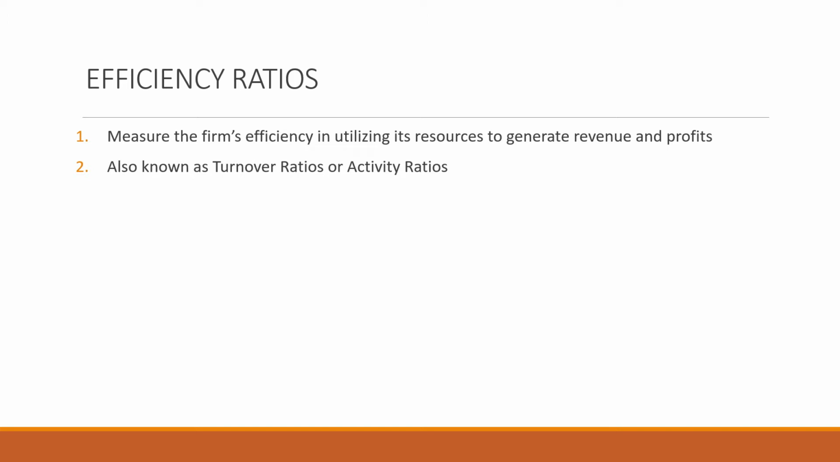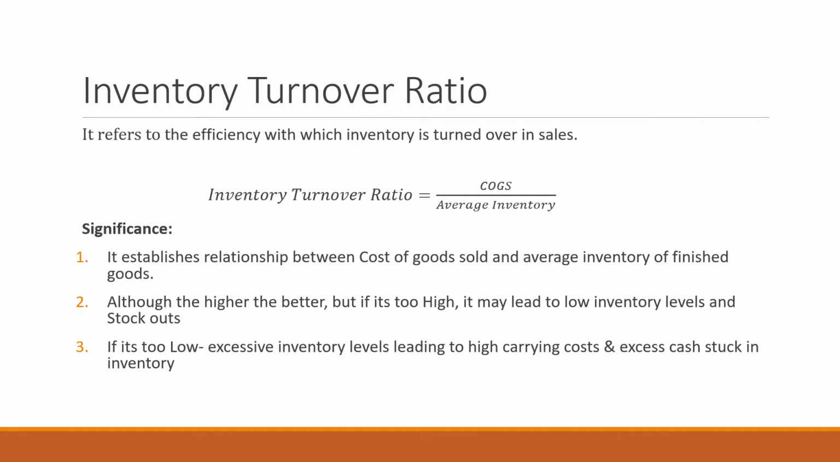Efficiency ratios are also known as turnover ratios or activity ratios. Let us look at some important efficiency ratios in this video. The first important ratio is inventory turnover ratio. It refers to the efficiency with which inventory is turned into sales.